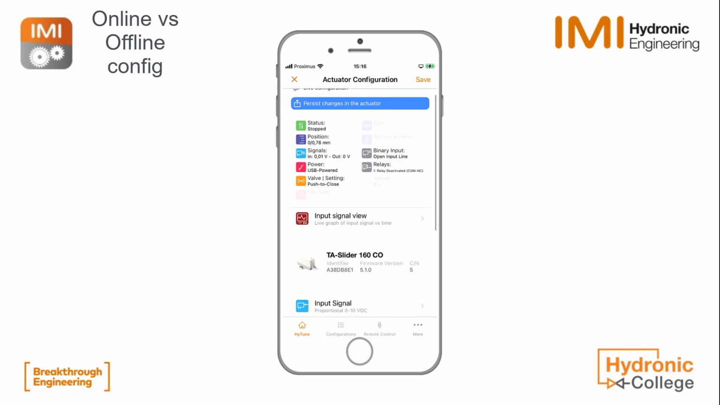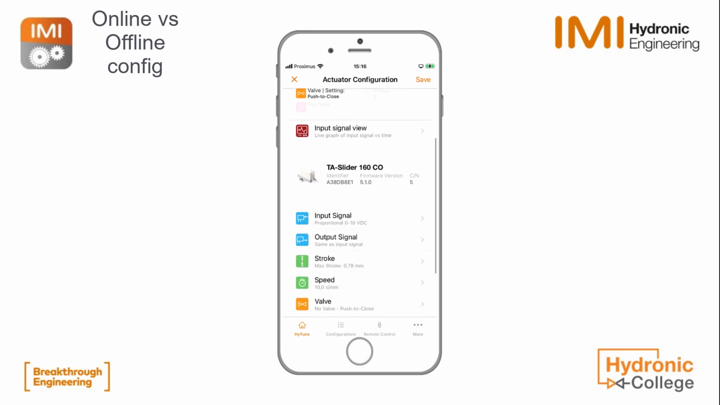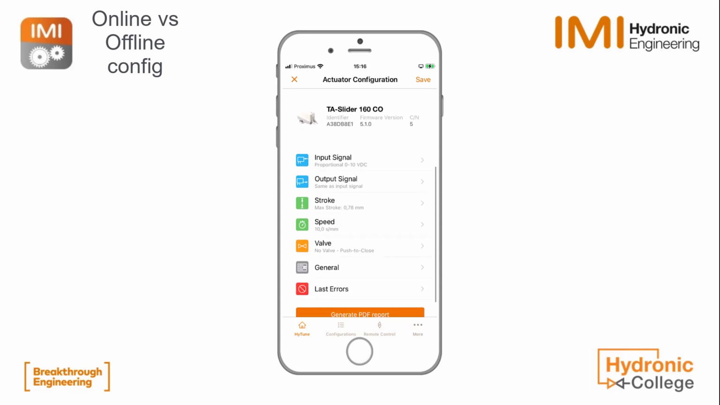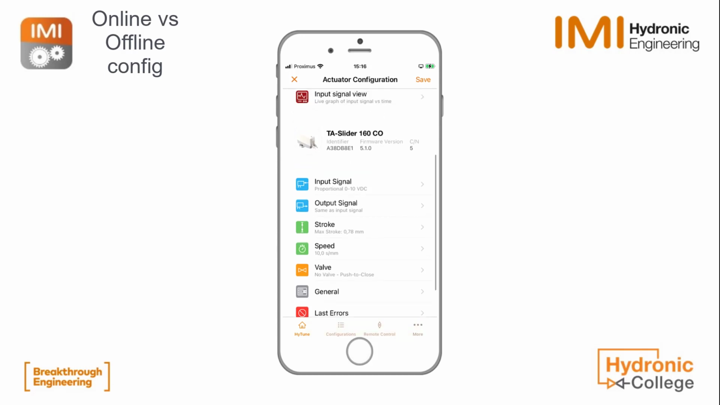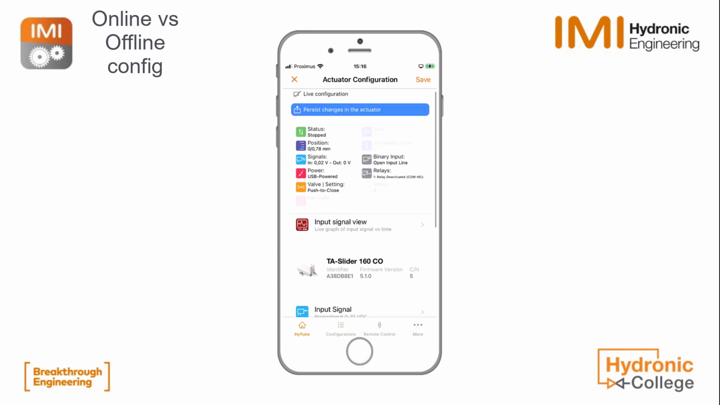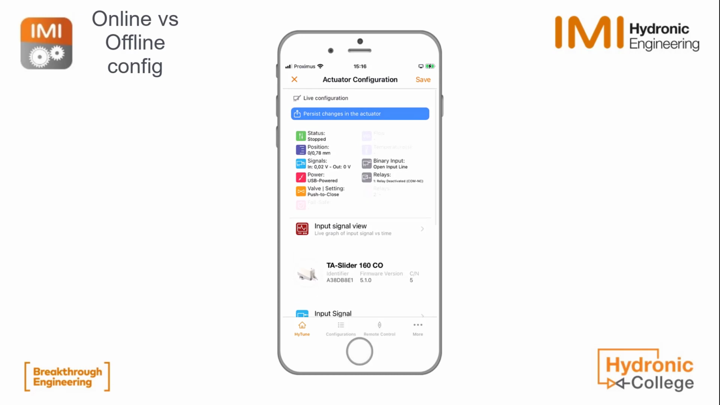So here you see we are connected to a slider 160 changeover, and on the bottom we have the possibility to set input signal, output signal, stroke, speed, valve, general, and see the latest errors. On top of the screen here you see live configuration. So now we are live connected to a TA slider, and we are changing, or we would be changing, the settings of this specific slider.